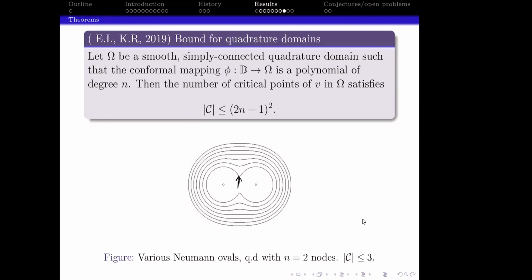but for sufficiently small parameter values, there are more. This is a quadrature domain with 2 nodes, which are marked here, and the number of critical points is explicit. We can compute the landscape function in the Neumann oval. We know there are only 3 critical points. It doesn't quite match: 2n minus 1 with 2 nodes is 4 minus 1, so this bound gives at most 9. But in this specific example, we can already do better. There are at most 3.